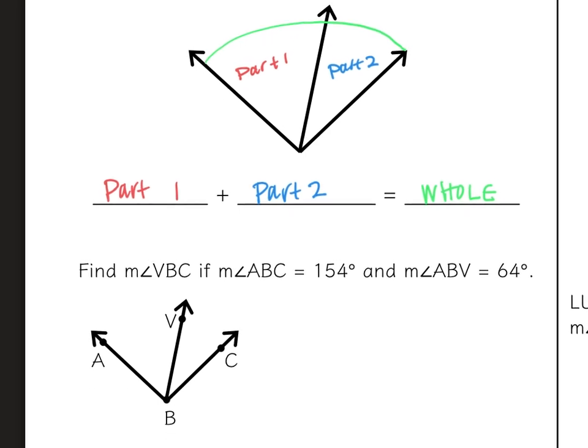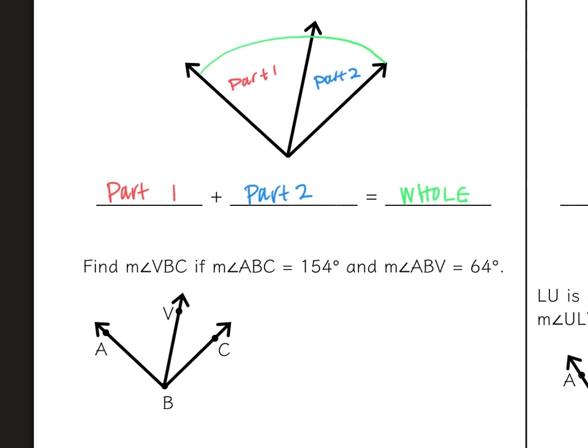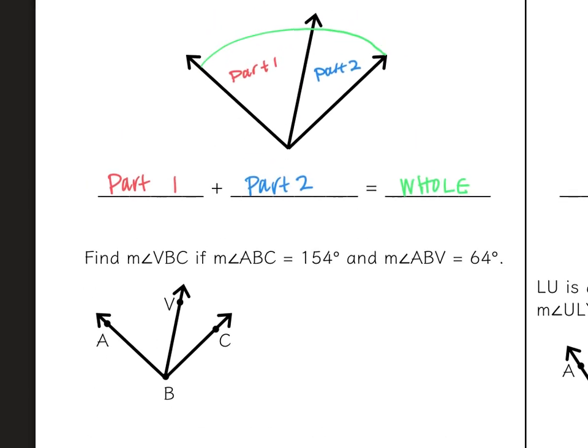So let's look at this first example here. We want to find the angle VBC. So VBC is just this angle right here. We know that ABC, which is this big angle here, is 154. And we know ABV is 64.